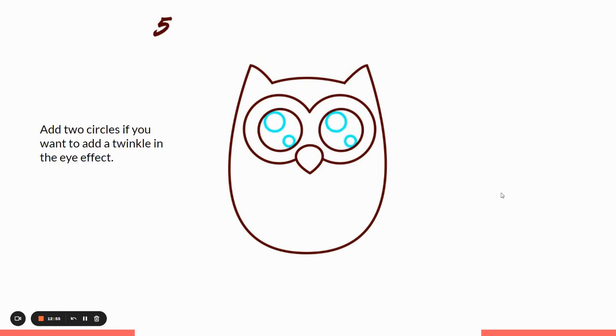Now, we're going to add two circles. And does that mean that an owl has two eyeballs? No, it doesn't. But the two circles, it just makes it look like their eyes are twinkling in the night, right? So go ahead and try it. If you want to just have one in each eyeball, that's fine. But this makes a really cool effect.